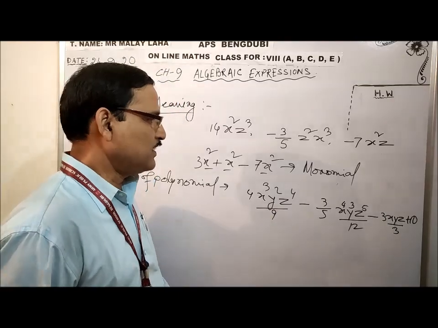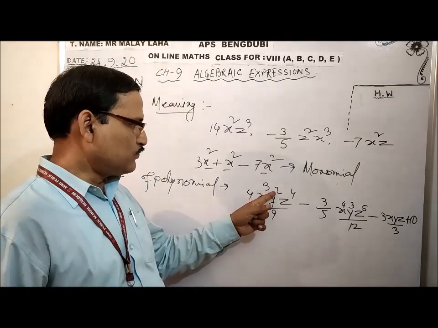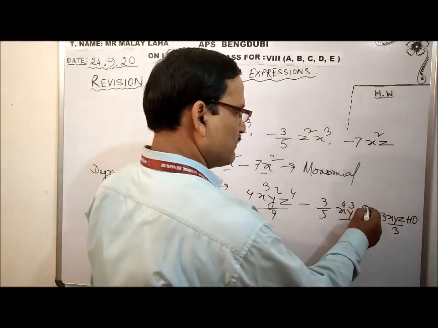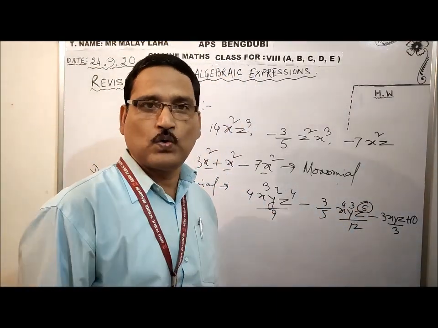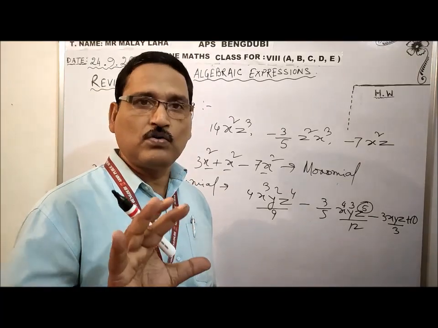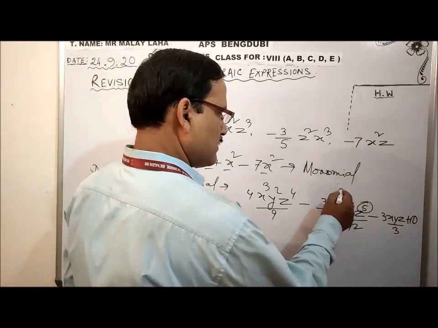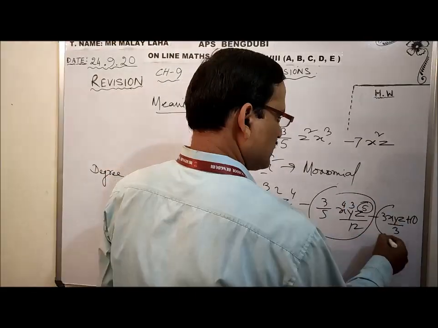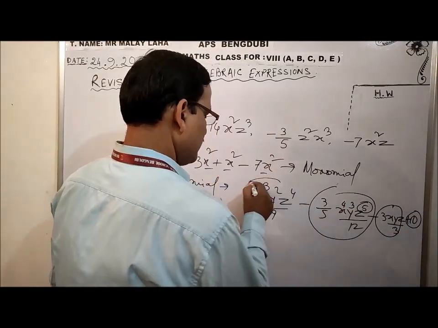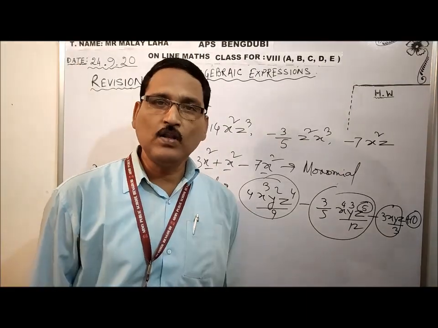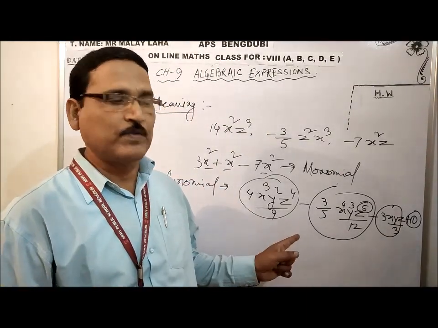Sometimes I have noticed children are saying it's 3, it is 2, it is 4. It is 4, it is 3, it is 5. That means degree of the polynomial is 5. No. You have to count all the powers together in a particular term. It is one term, so you have to count separately all the powers of one term.